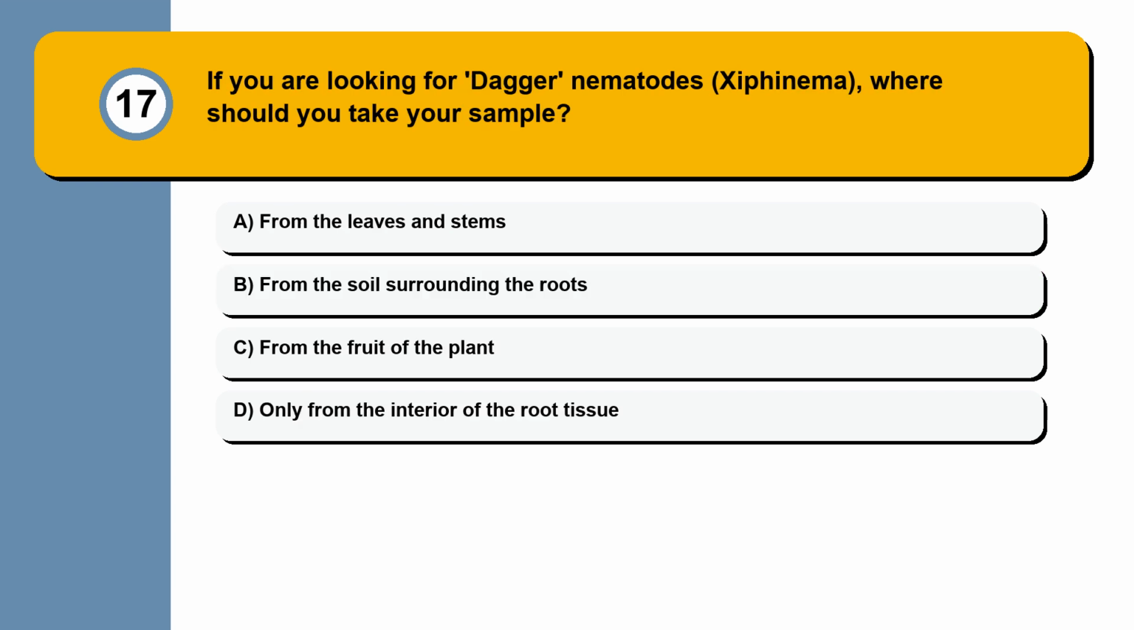Question 17. If you are looking for dagger nematodes, Xiphinema, where should you take your sample? From the leaves and stems. From the soil surrounding the roots. From the fruit of the plant. Only from the interior of the root tissue.